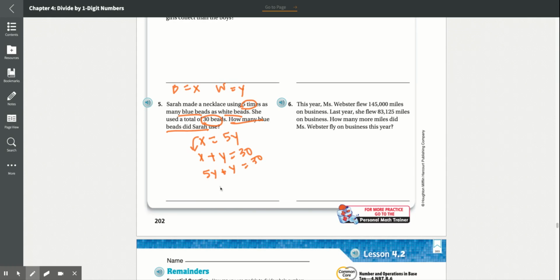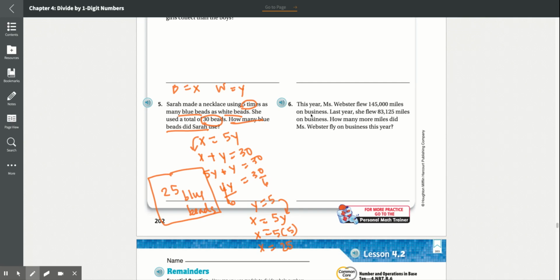That would be 6Y equals 30. So divide 6 on both sides. Y would be equal to 5. But we want to know how many blue beads there are, not white. So X is equal to 5Y, which would be equal to 5 times 5. When you replace the Y right here, it would equal X. So then X is equal to 25 blue beads. The answer is 25. Let me rewrite that. 25 blue beads. This would be the answer.